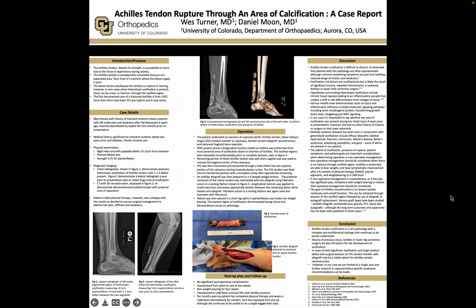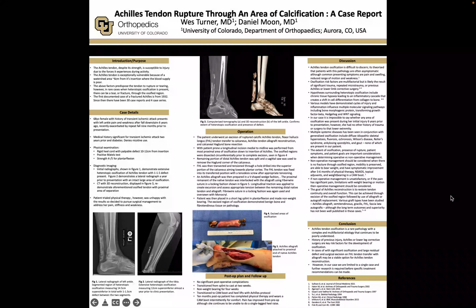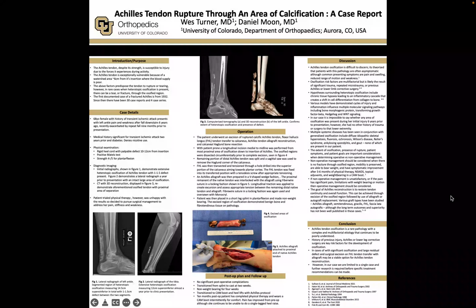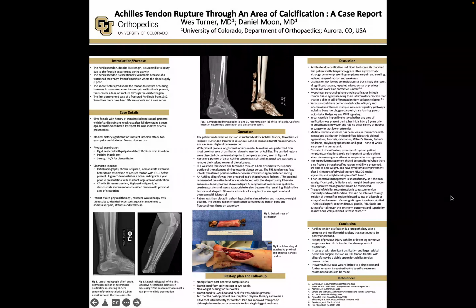After that was done, the FHL was transected and tensioned through a drill hole into the superior portion of the calcaneus, aiming towards the plantar cortex. The FHL tendon was fixed in its transfer position with a tenodesis screw after it was appropriately tensioned, at which point an Achilles allograft was prepared in a V-shaped wedge fashion, and the proximal end of the tendon was interlocked to the allograft using FiberWire sutures.